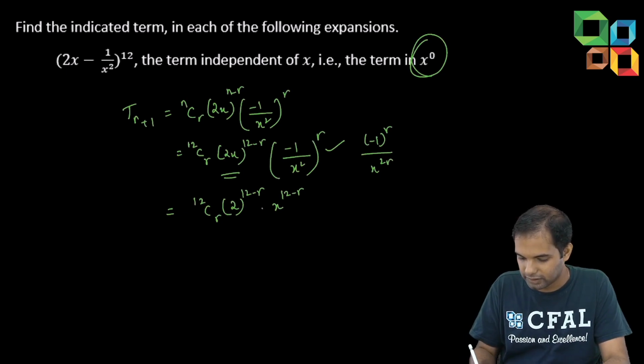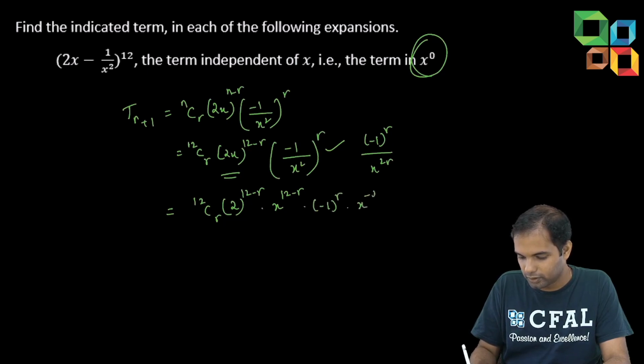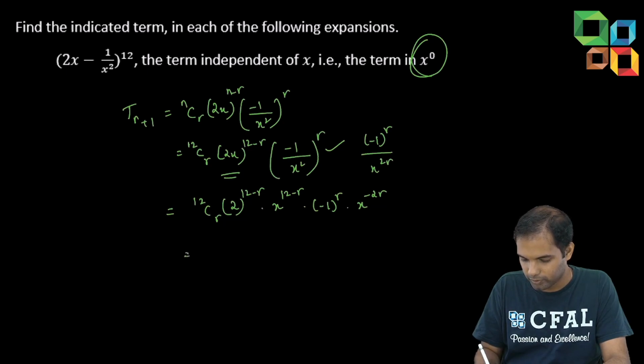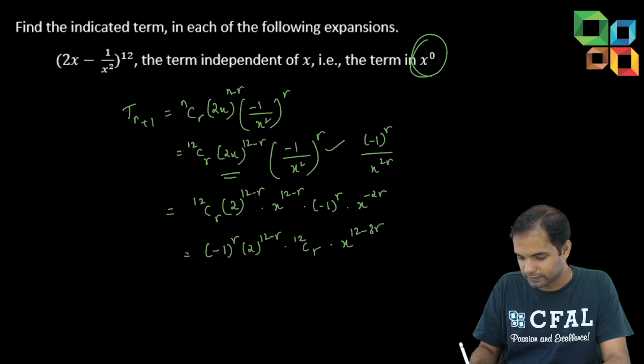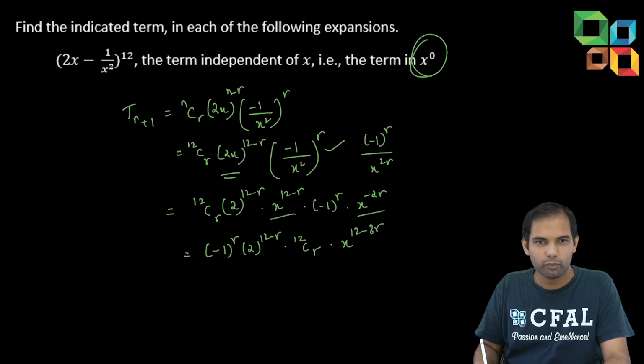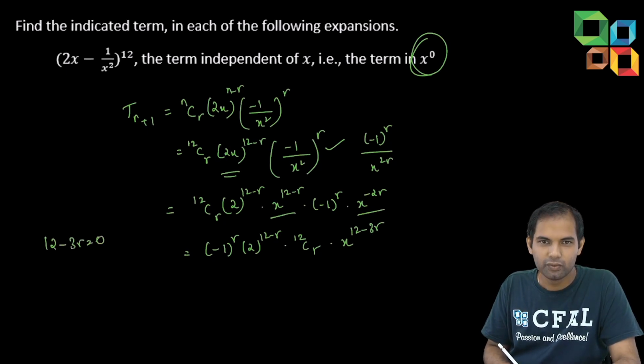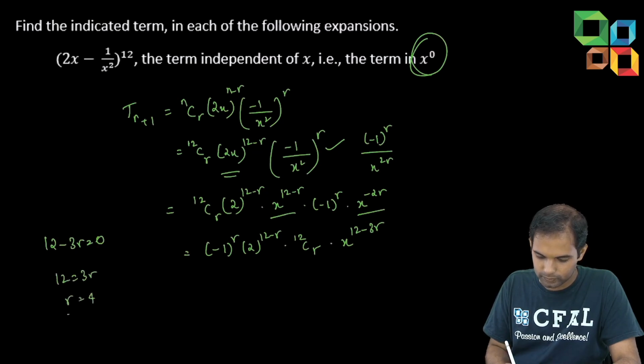Next, this is into minus 1 whole power r into x power 2r in the denominator, which can be written as x power minus 2r. Now can we see just by combining terms? This is minus 1 whole power r into 2 power 12 minus r into 12Cr, x power 12 minus 3r. This is the product of this and this. Why did I do that? Now I know that the power should be equal to 0. When is the power 0? When r is equal to 4.